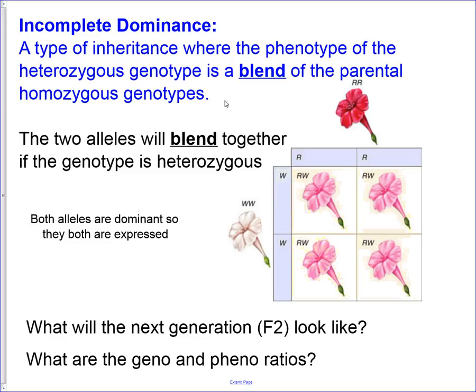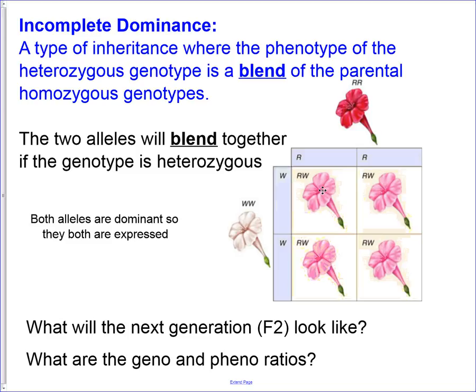So, for example, if you have a homozygous genotype for the parents where it's red, big R, big R, and then you have a homozygous where it's white, big W, big W, the offspring will be a blend of those two phenotypes. So red and white will make pink. The best way to remember incomplete dominance is that it's a blend.